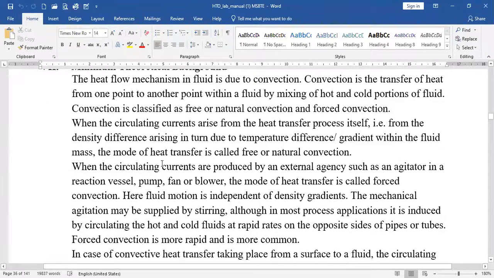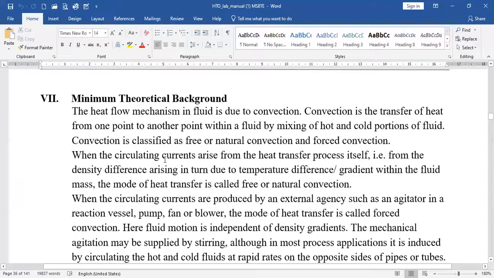Then the minimum theoretical background required for this experiment is, we must know the convection phenomena, that is the heat flow mechanism in fluid is due to convection. Convection is the transfer of heat from one point to another point within a fluid by mixing of hot and cold portion of the fluid. It is classified as free or natural convection and forced convection.